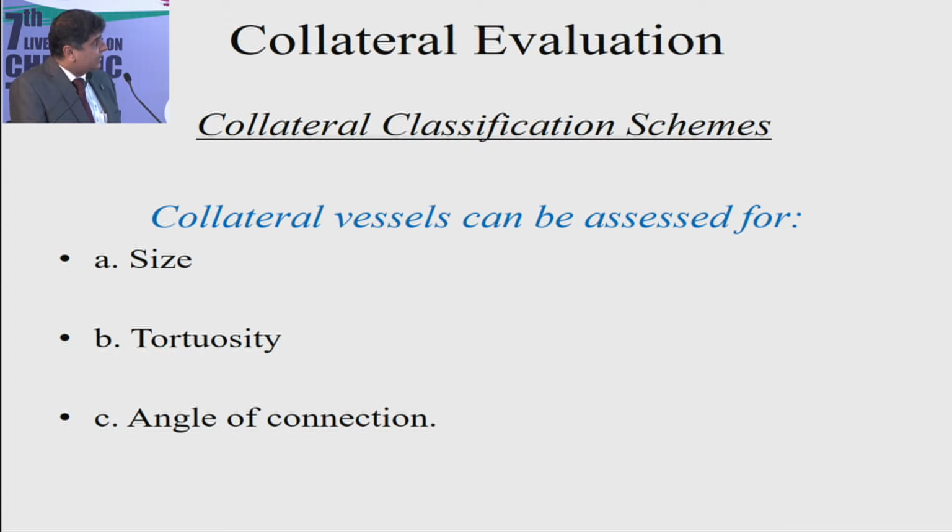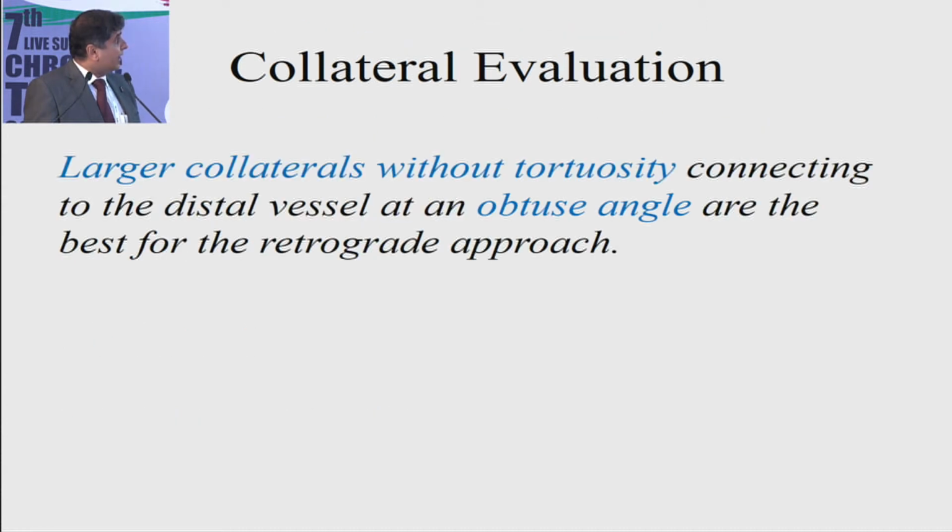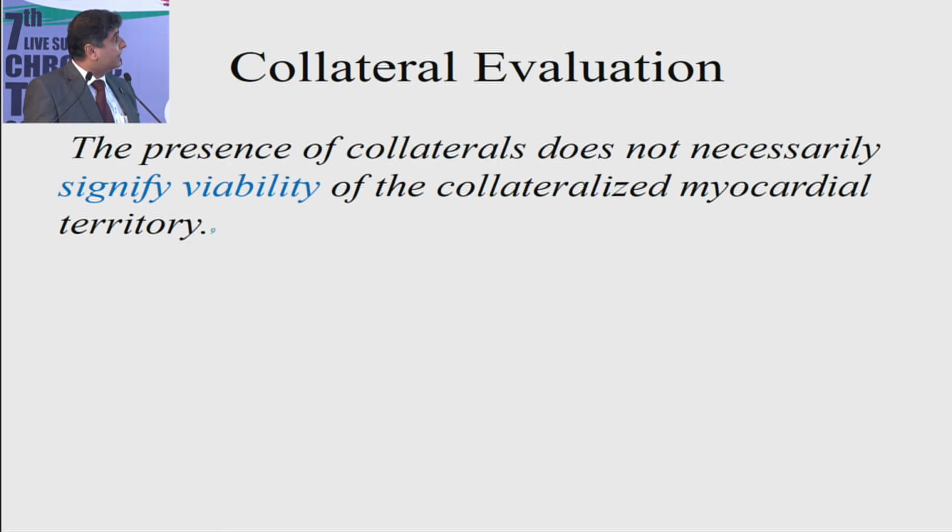And the collateral vessels have to be assessed for the size, the tortuosity, and the angle of connection. Very critical points in assessing the collaterals. The favorable ones for the retrograde approach would be larger collaterals, less tortuous vessels, and a distal vessel connection from the collateral at an obtuse angle rather than an acute angle. These are most favorable for a retrograde approach.